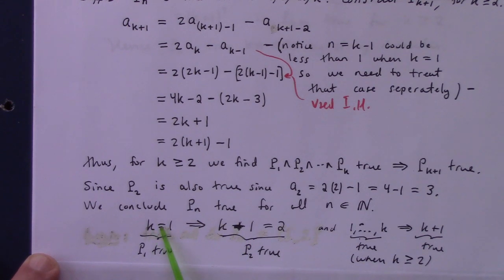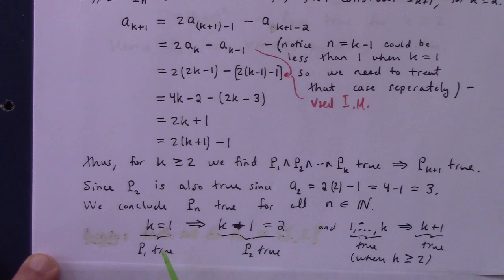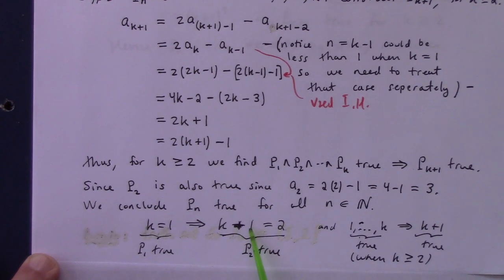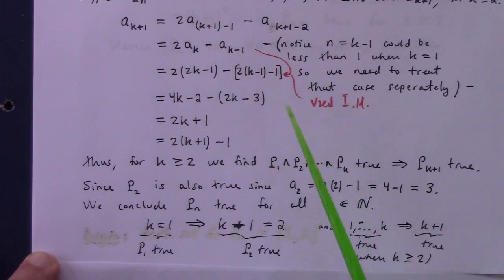If k equals 1, then P1 true implies that P_{k+1} is true, because k plus 1 is 2 in that case. So we do have the necessary implication of P1 true implies P2 true in the special case that k plus 1 happens to be 2. On the other hand, if k happens to be greater than or equal to 2, which is to say that k plus 1 is greater than or equal to 3, then we can use the argument that was up here, and we also get that implication.